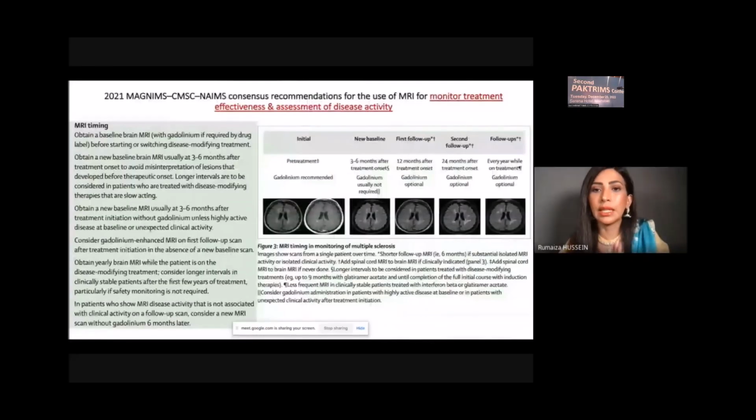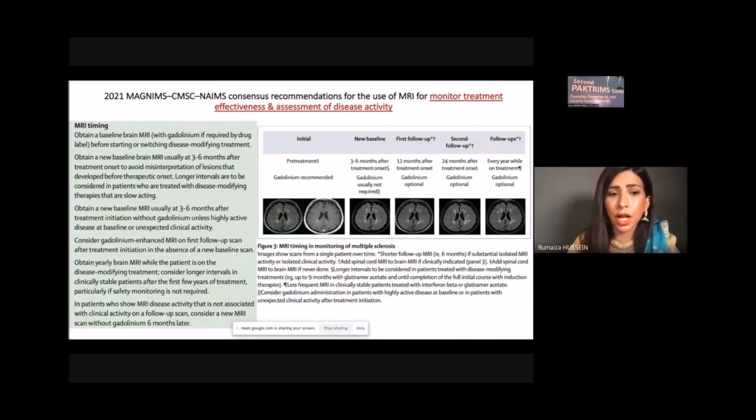Now, how about the use of MRI for monitoring treatment effectiveness and assessment of disease activity? MRI timing is important. So obtain the baseline MRI with gadolinium. This is one. Obtain a new baseline brain MRI, usually 3 to 6 months after treatment. Usually, in most of the cases that I treat, 6 months is a good limit after starting the medication.